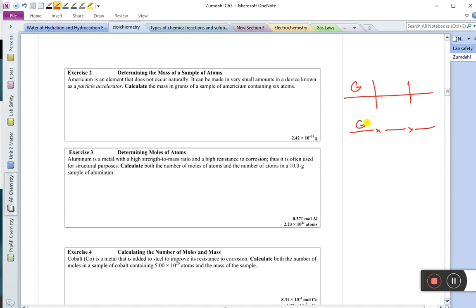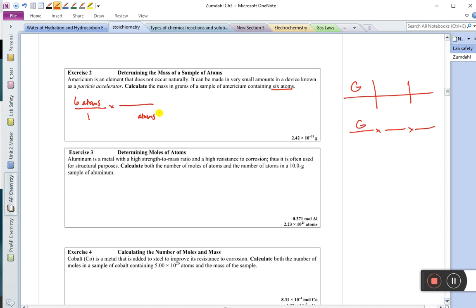All right, so americium is an element that does not occur naturally. It can be made in very small amounts in a device known as a particle accelerator. Calculate the mass in grams of a sample of americium containing 6 atoms. So in this case, you should know that you are given 6 atoms. We just reviewed that what we're given goes top left. And so we're going to do fraction times fraction first. 6 atoms is top left, which means we also know we need atoms on the bottom.